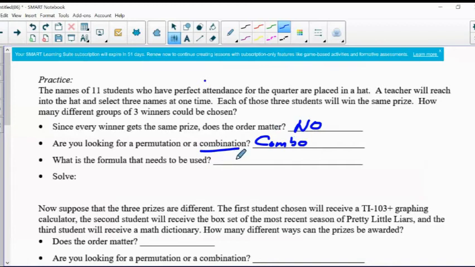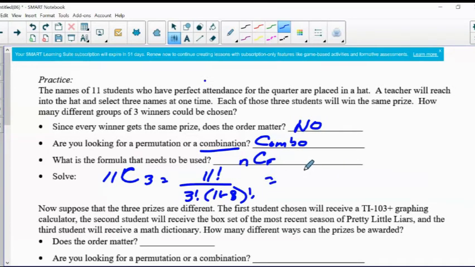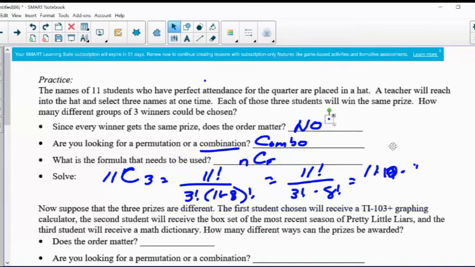Pause, pause, pause. And of course, you're yelling inside, going, no, because it doesn't matter if I get chosen first or third, I'm getting the same prize. So if order doesn't matter, I'm looking at a combination. What formula do we need? We need nCr. So n choose r, combination. Okay. So 11 kids into the hat. That's 11 choose 3. So we know that's 11 factorial over 3 factorial times 11 minus 3 factorial, or 11 factorial over 3 factorial times 8 factorial. Now think about that. That's just 11 times 10 times 9.